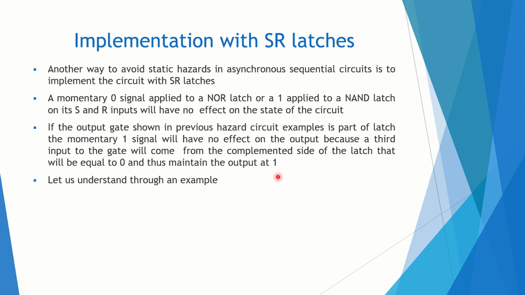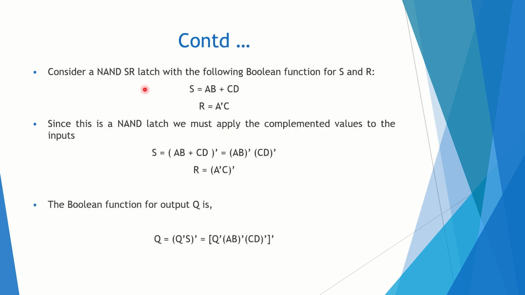Let us understand through an example. Consider a NAND SR latch with the Boolean functions for S and R: S is equal to AB plus CD, R is equal to A bar C. Since this is a NAND latch, we must apply the complemented values to the input. As we have discussed earlier, for a NAND latch the inputs are S bar and R bar. So S bar is AB plus CD the whole bar, equal to AB bar into CD bar, and R bar is A bar C the whole bar. The Boolean function for output is then Q equal to Q bar S bar the whole bar, so you will get Q bar into AB bar into CD bar the whole bar.